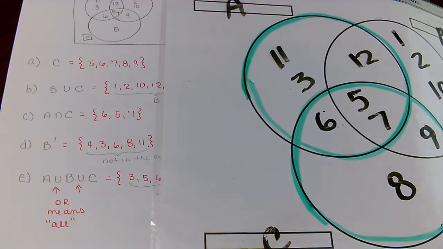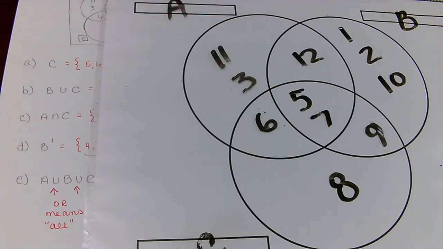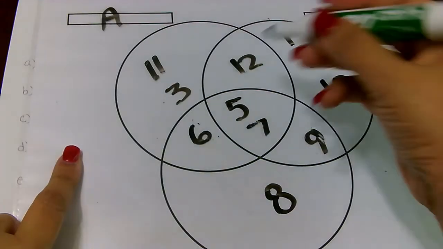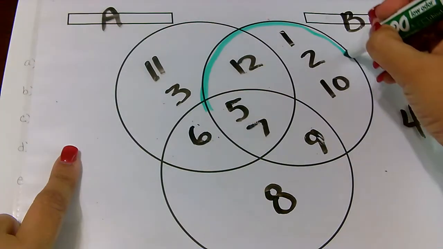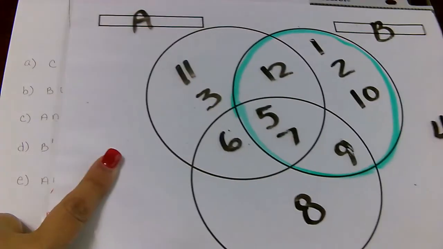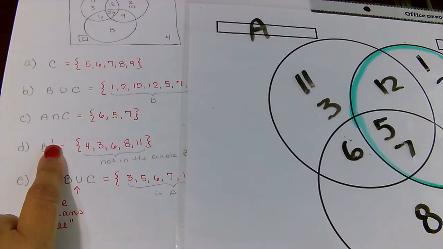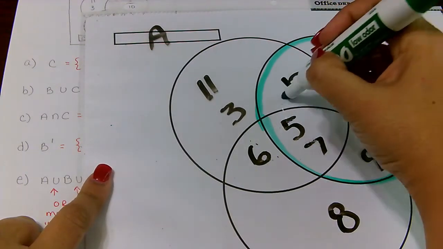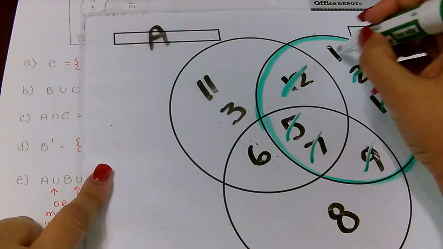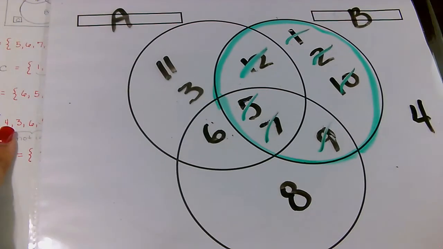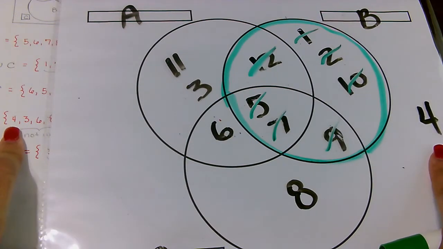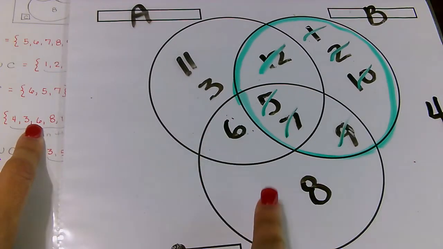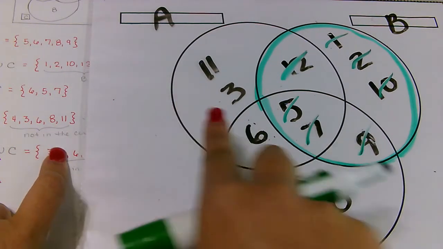Okay. Part D says the complement of B, or not B. So I'm going to go ahead and circle everything in B. And then because it has that little "not" or complement sign, we're going to scratch everything off here. So I'm going to go ahead and scratch those off. All right? So our answer is going to be 4, 3, 6, 8, and 11.